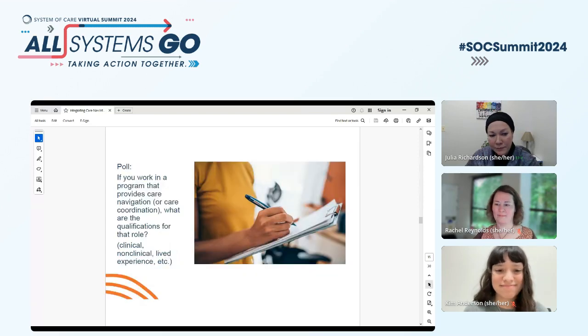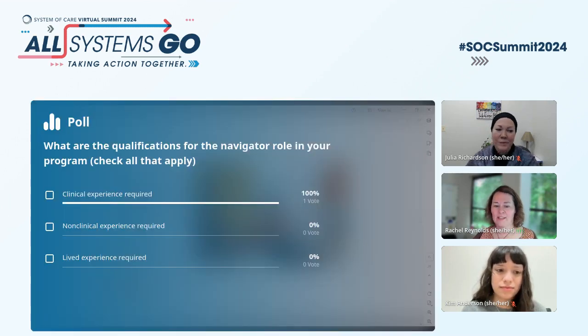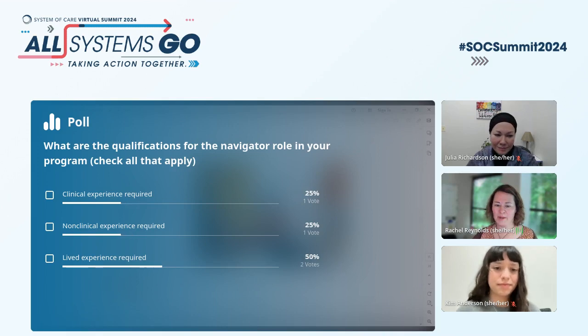Go forward. Now we have a fun poll. Go ahead, Rachel. So we're going to do another poll. We would like to know a little bit more about what the qualifications are for the programs that you work in for that role. Do you require them to have clinical experience, non-clinical experience? Do you focus on lived experience? This is a check all that apply. So the poll is open. You can vote. Love to see your responses.